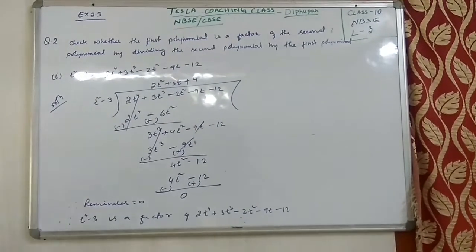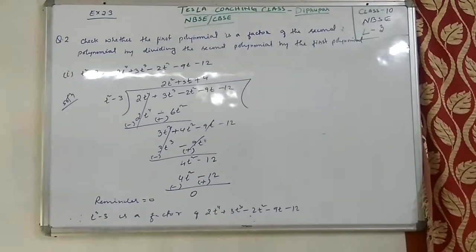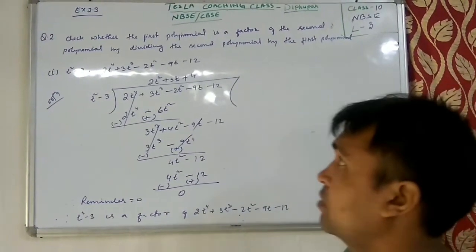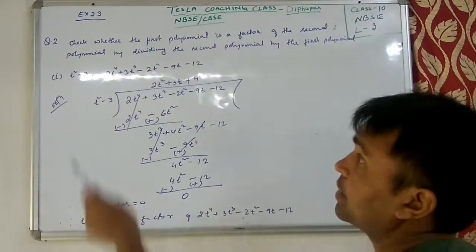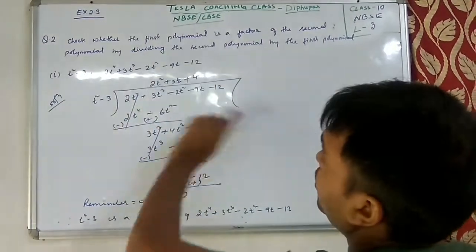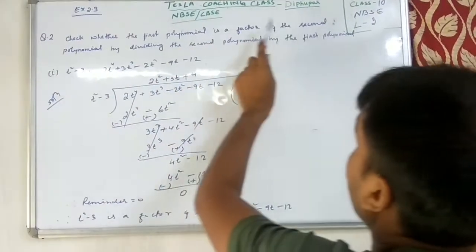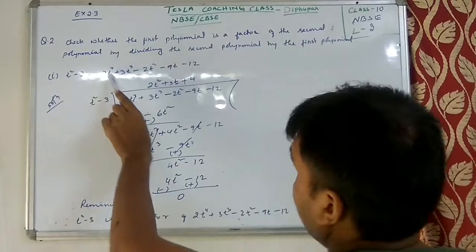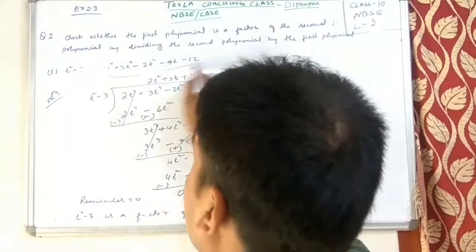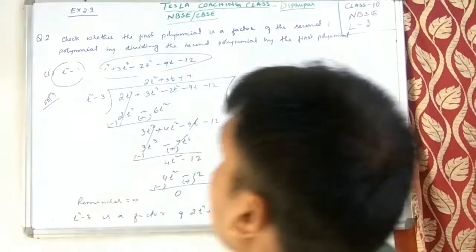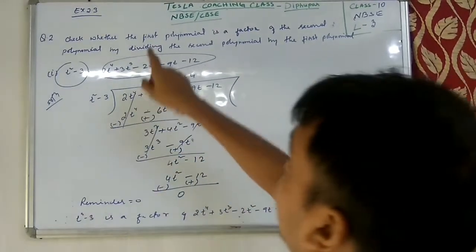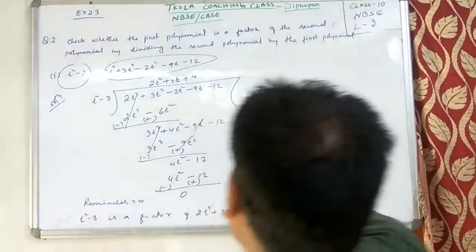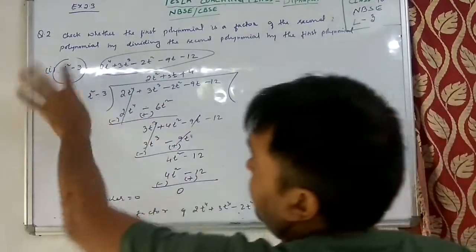Welcome back, students. So now we are going to do the other type of questions. Procedure is same, but the question is a little different. The question here is, check whether the first polynomial, that is this one, is a factor of the second polynomial, this one is the second polynomial, and this is the first polynomial, by dividing the second polynomial by the first one.